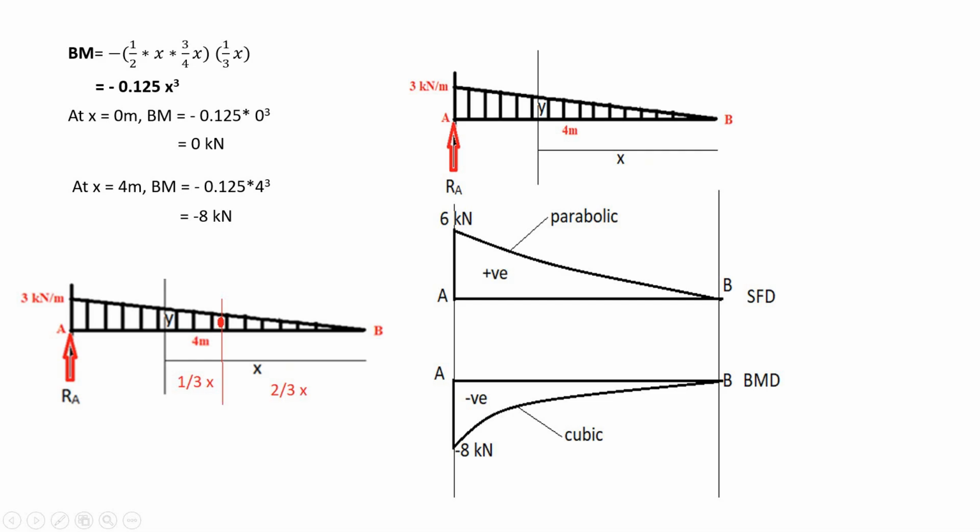Similarly, when we draw the bending moment, at 0 we have 0, and at 4 meter we have minus 8. It will start from 0, and we will fix the point here below the AB line, because that is negative, that is minus 8 kilonewton meter. We will join this minus 8 and 0 with a cubic curve. With this, our bending moment diagram is also complete, and this is our final shear force and bending moment diagram. Thank you.